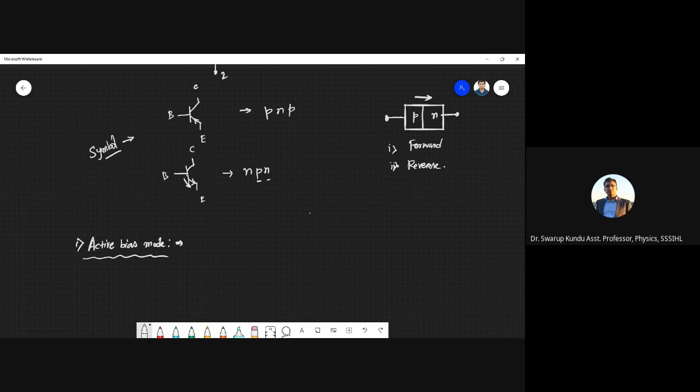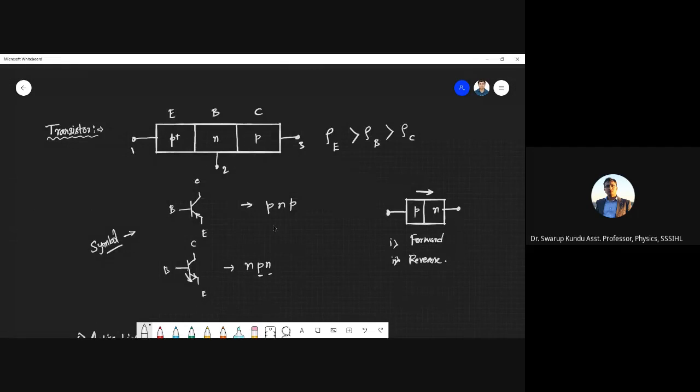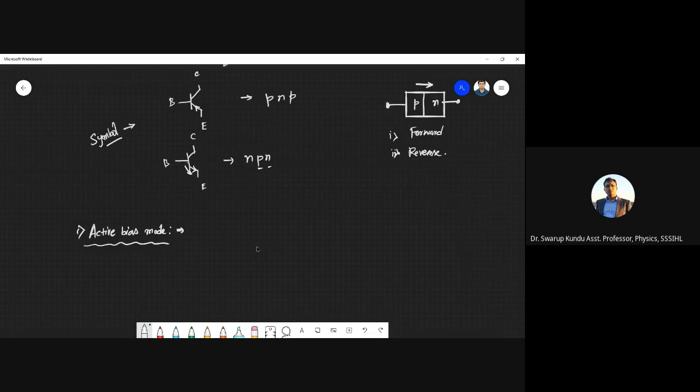We have here two junctions, right? We call it the emitter junction. This emitter-base junction we simply call the emitter junction because base is common in both. And the base-collector junction we simply call the collector junction. So when I say emitter junction, it means emitter-base. So the emitter junction is forward biased. The emitter and base junction is forward biased.